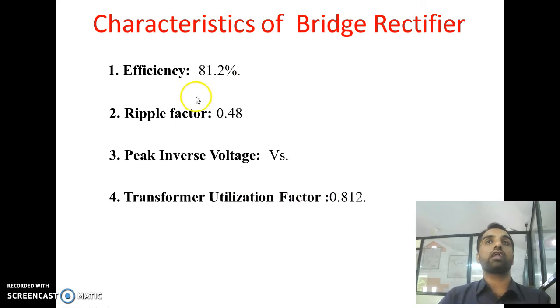When we compare these characteristics with the center tapped full wave rectifier, we conclude that the efficiency is the same and the ripple factor is also the same. Peak inverse voltage is low and the transformer utilization factor is high, and that's why the bridge rectifier is superior to the center tapped full wave rectifier. So this is about the entire rectifier circuit.